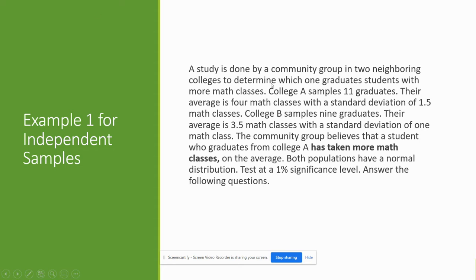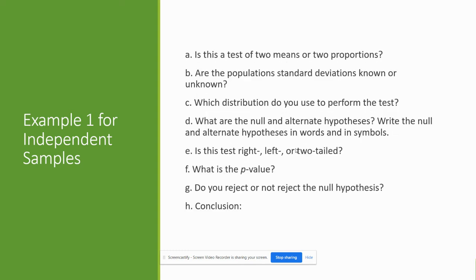Okay, before we go there, I've got College A and I've got College B. So I've got 2 samples. College A has a sample size of 11 and College B has a sample size of 9. And I'm using a 1% level of significance. And they believe that College A graduates take more math classes than College B. All right, so here's all the things that we're going to do.